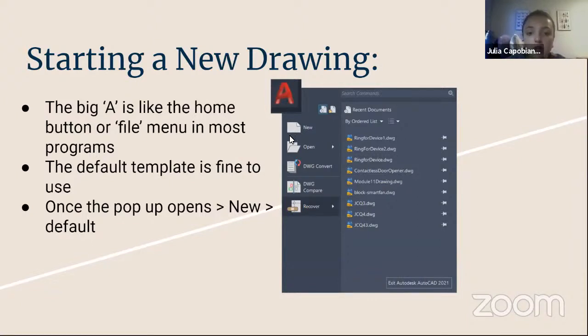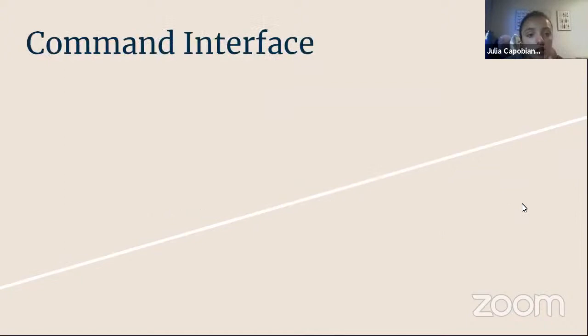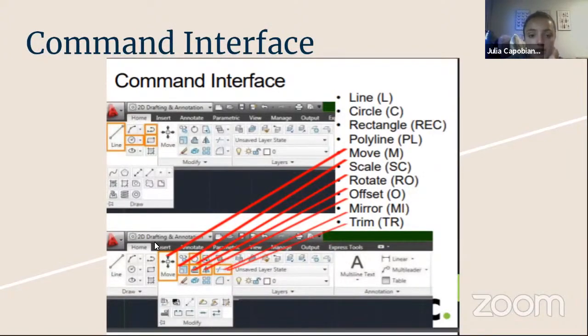To start a new drawing, you go into the top left corner of your AutoCAD interface, and you should see this red A. You can click on that, go to New, and leave the default settings that are there. We'll go over that. This is what the command interface will look like once you have AutoCAD open.